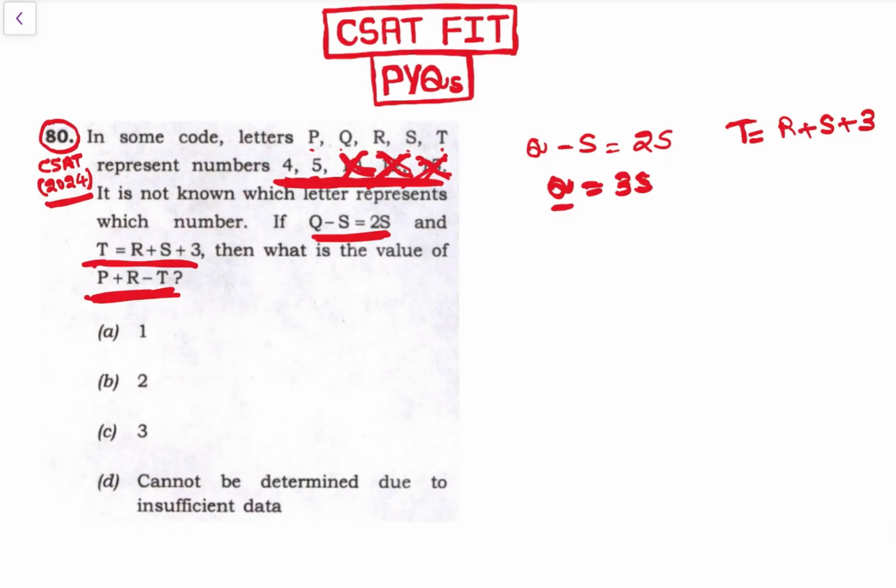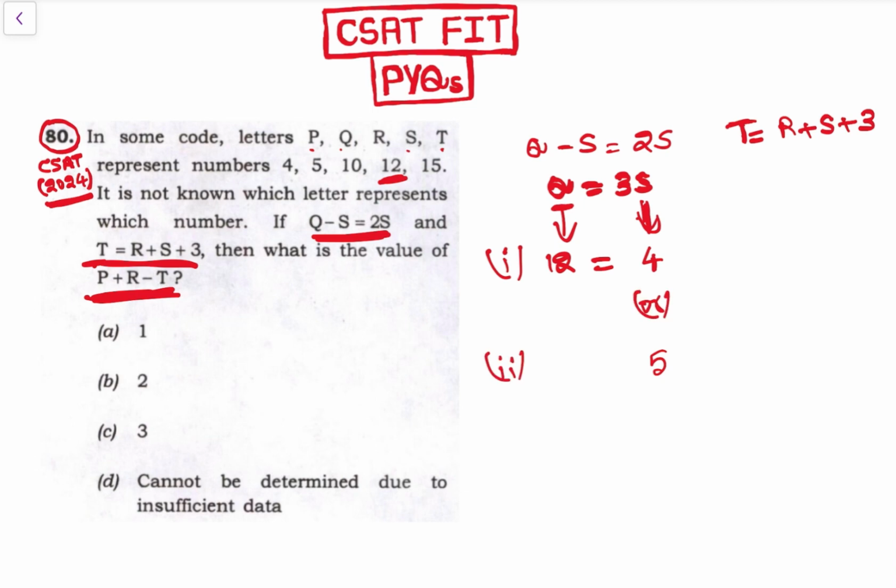So S has to be 4 or 5. If S is 4, then Q will be 3 times S, so Q will be 12. Yes, this is a possible case. When S is 5, Q would be 15. Yes, this is also possible. So S can be 4 or 5, and Q can be 12 or 15. These are the two cases possible.